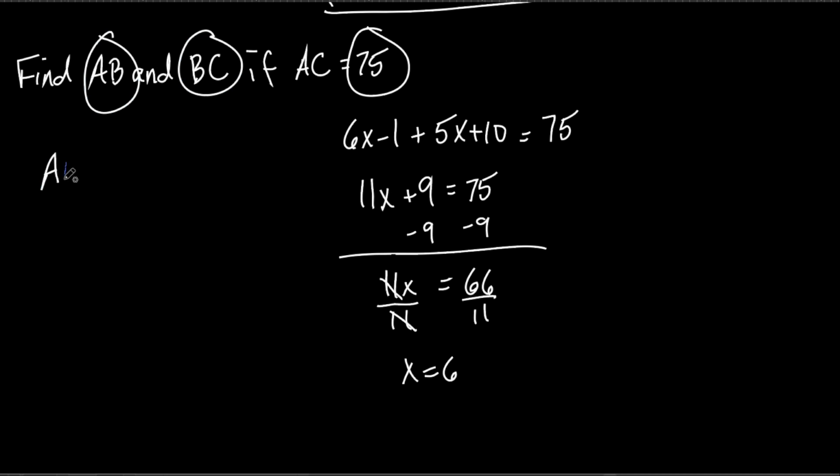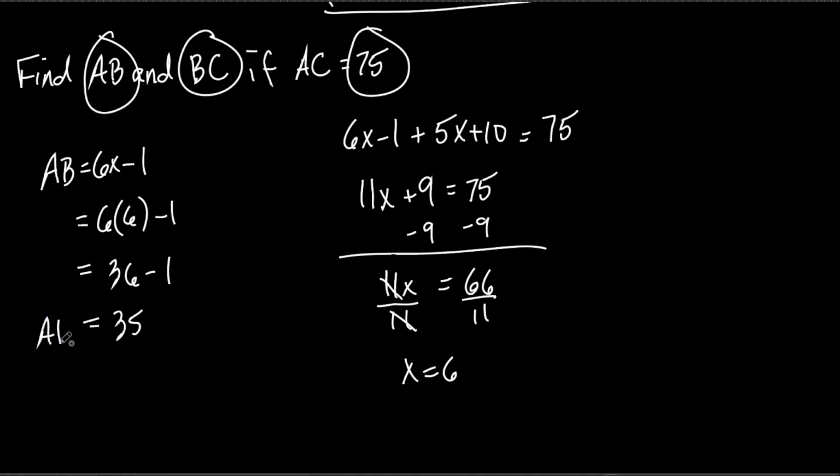So what was AB? That was 6x minus 1, wasn't it? So what am I going to do with that 6? Just going to plug it in. That's right. I'm going to plug it into right here. So AB equals 6 times 6 minus 1, and that equals what? I'm going to write every single step so you know what I'm doing. So that's 35. The length of AB is equal to 35. Now, do I circle that? Yeah, absolutely, because that's one of the things they ask you to solve for. There's two parts to this answer. There's AB, and there's also BC.